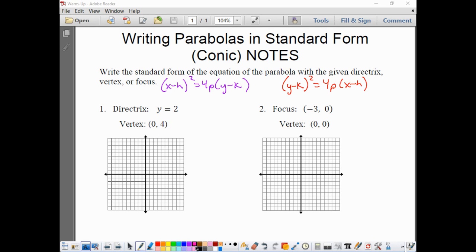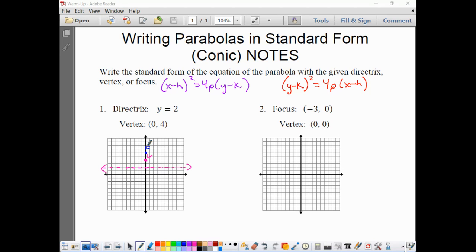On this first problem, the directrix is y = 2, and the vertex is at (0, 4). I suggest putting a V there as a visual reminder that that's the vertex and not the focus. Now we need to find the focus point. The focus is going to be 2 units away from the vertex because the vertex is 2 units away from the directrix. So the focus is going to be here.